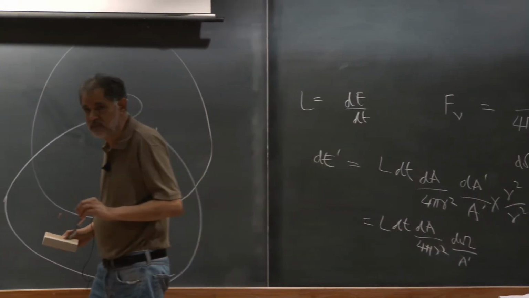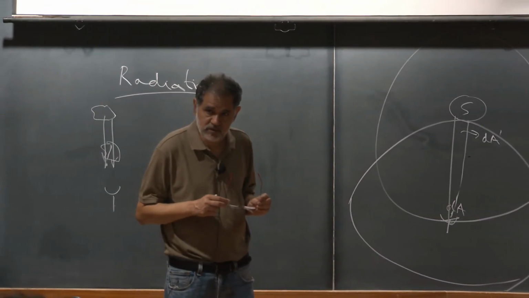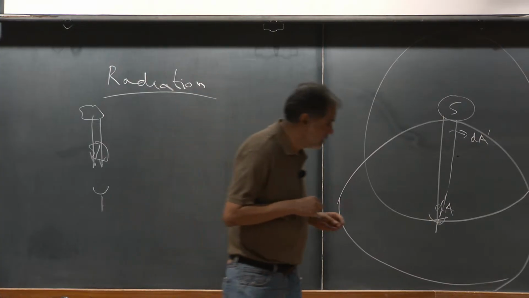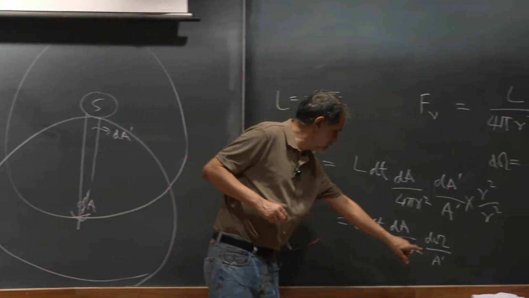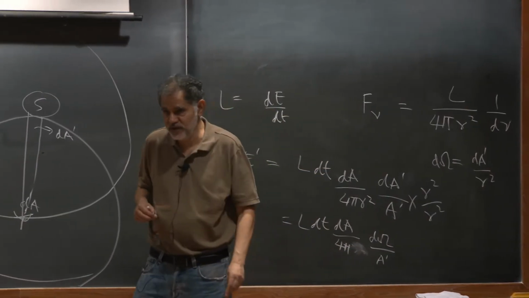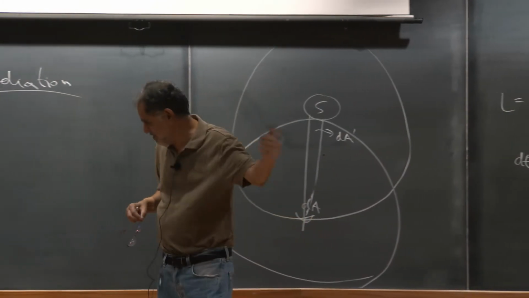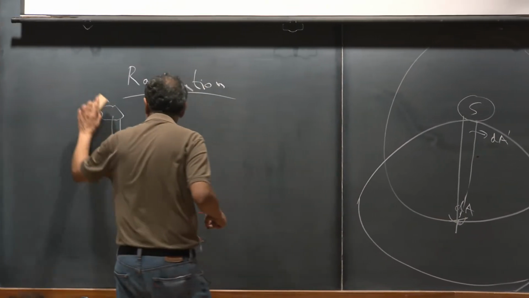Yes, go on. R square gets cancelled. Yes, and another R square will go into the definition of d omega. That is only R square. Sorry, yeah, mistake. Thank you. There is no r square here. Yeah, absolutely. I thought I had cancelled it, but I rewrote it. Good. Be alert.